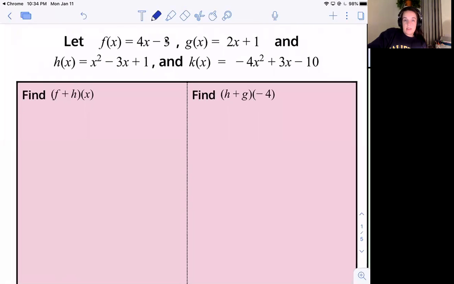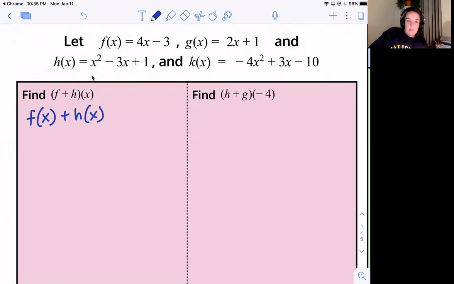They say let f of x equal this thing, g of x equal this thing, h of x equal this thing, and k of x equal this thing. So we have four functions here, one labeled f, one labeled g, one labeled h, and one labeled k. For this first problem, it's telling me find f plus h of x. They're not saying we want to multiply x at the end. This is just a notation where they're telling us they want us to take the f equation and the h equation and add them together. This is exactly the same as writing f of x plus h of x. So we're going to go ahead and do that.